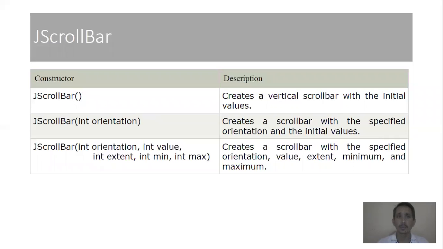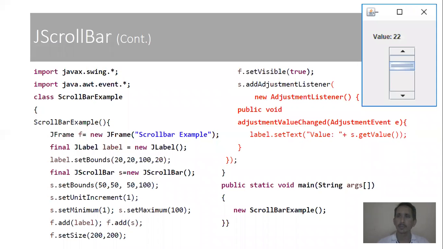Second, we take the scroll bar. Many times we require a scroll bar when we have long forms, text boxes, or a long panel. In that case, we use the scroll bar to scroll the content from up to down or from left to right.